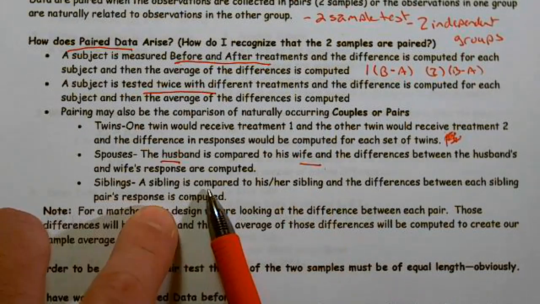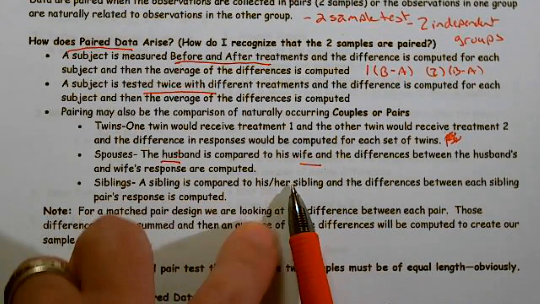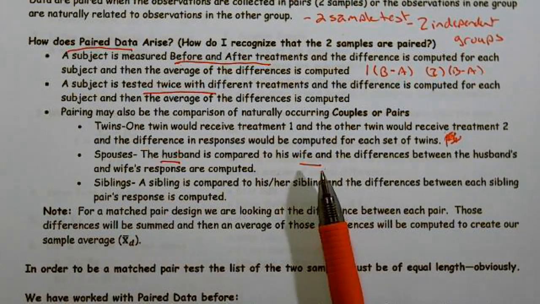Siblings. A sibling, if compared to his or her sibling, can also be a paired test. So that's another special case of a paired. So basically, a brother to his other brother, or a sister to her sister, or even a brother to a sister, as long as we're matching one for one.